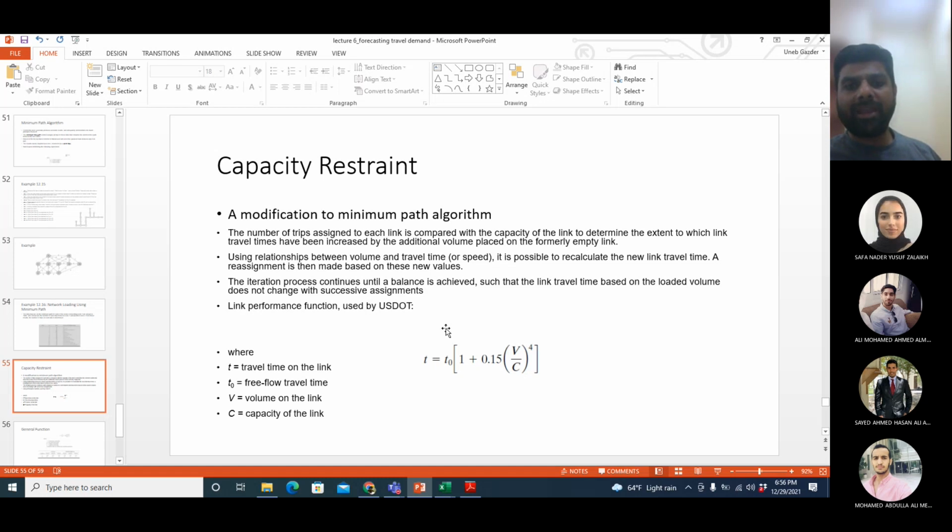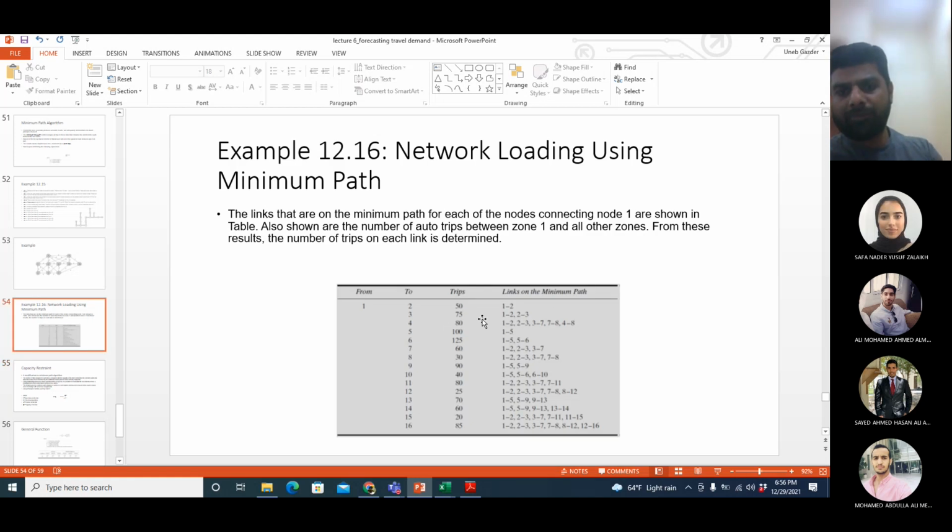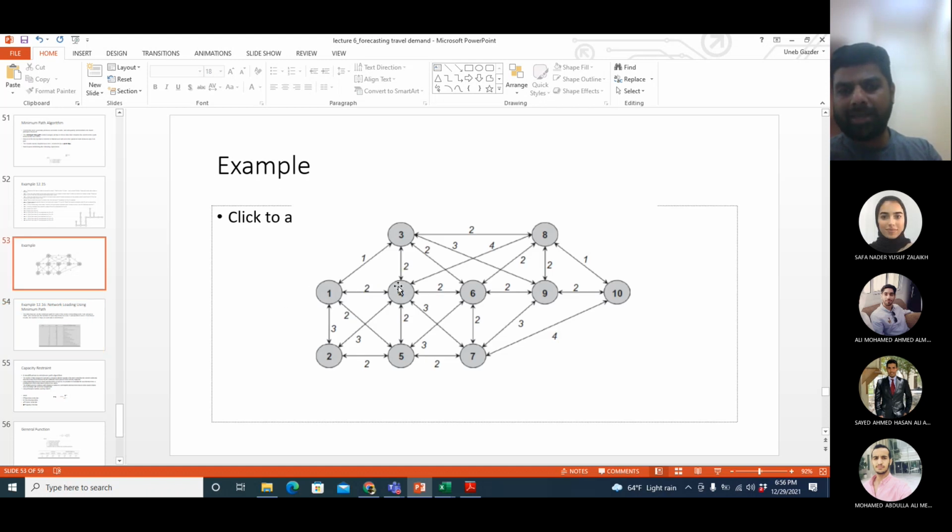Okay. One modification to the minimum path algorithm. So in the end, if you want the number of trips on each link, now link is connecting two zones, right? Link is connecting two zones. So if somebody wants to go from 3 to 6, he will also use this link, right? Because this is the only link to go from 3 to 6, right? And somebody who wants to go from 1 to 6 will also use this link. So number of trips from 1 to 6 will use this link and this link, and number of trips who go from 3 to 6 will only use this link. So number of trips on this link will be higher as compared to this link.